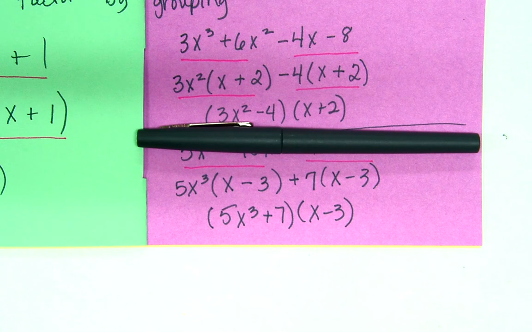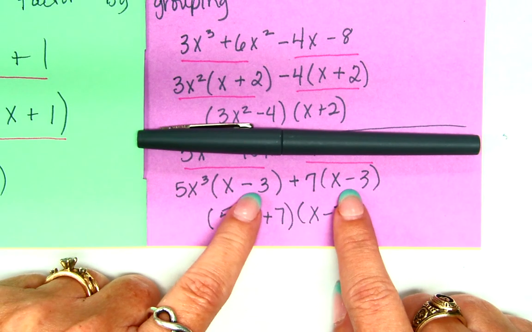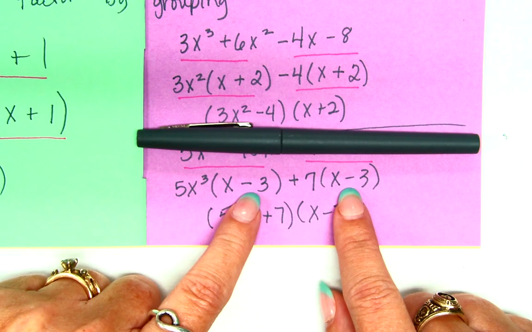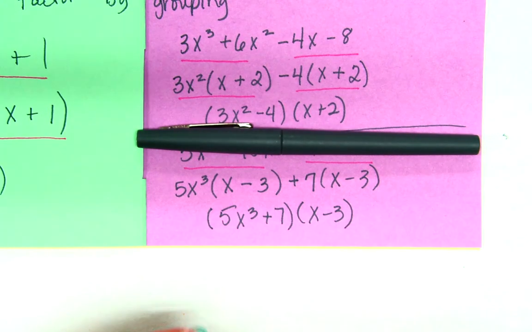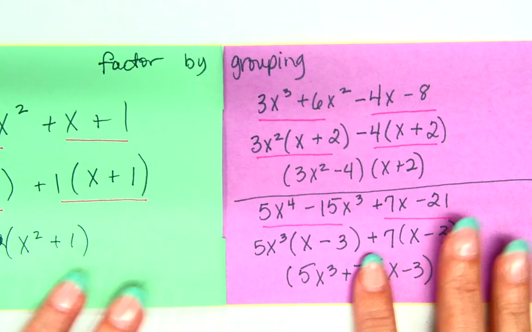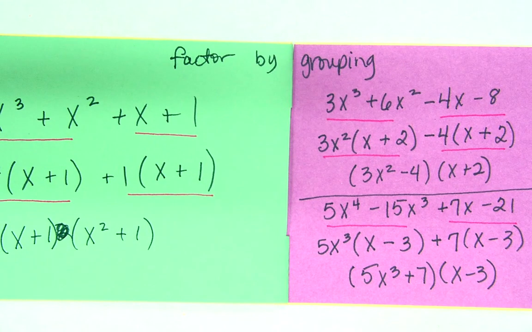It might happen Friday or Tuesday. And if I can't factor by grouping, I have to find another way. Okay? If you try this and your parentheses are not the same and you haven't done anything wrong, then you have to stop. You can't factor by grouping. Does everybody understand that? Any questions? Any questions on any of these examples for factoring by grouping? No.